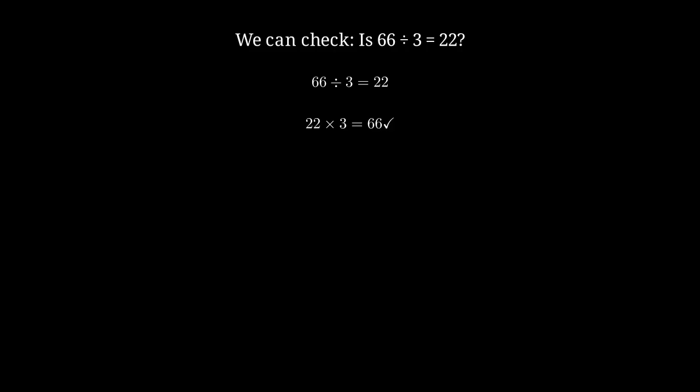Let's verify our answer is correct using a different approach. We can verify by checking if 66 divided by 3 equals 22. Indeed, 66 divided by 3 equals 22, confirming our answer. Therefore, 22 times 3 equals 66 is correct. So our final answer is 66.